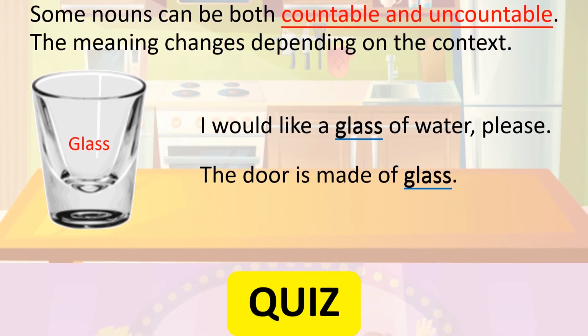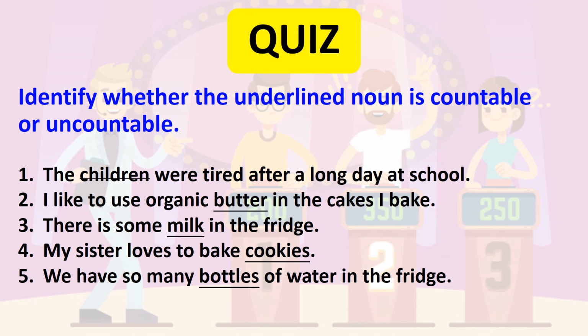It is time for a quiz. Identify whether the underlined noun is countable or uncountable. 1. The children were tired after a long day at school. 2. I like to use organic butter in these cakes I bake. 3. There is some milk in the fridge. 4. My sister loves to bake cookies. 5. We have so many bottles of water in the fridge.